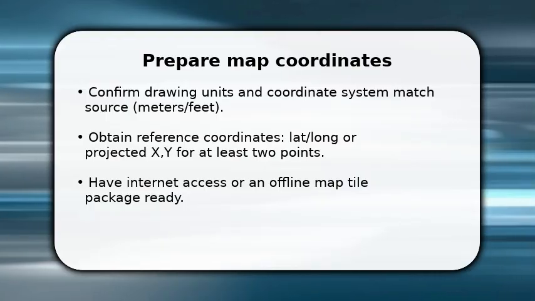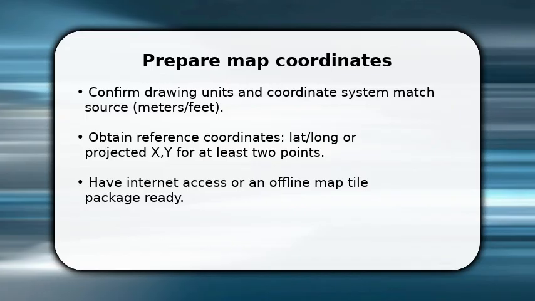You start by aligning units and getting reliable reference coordinates. Set drawing units to meters or feet and verify your coordinate system. AutoCAD uses those to position geolocation accurately.